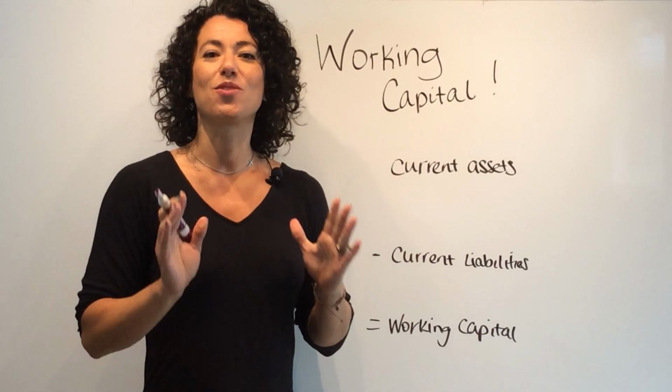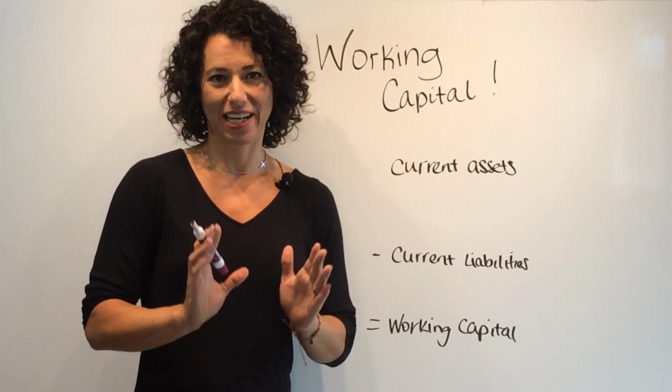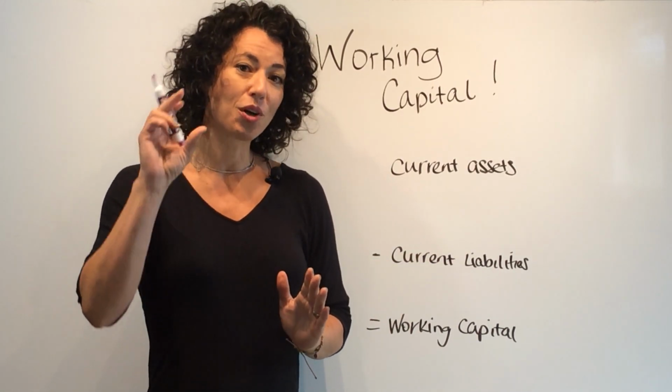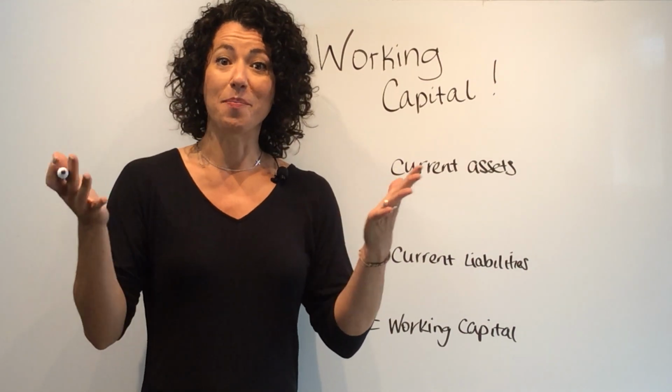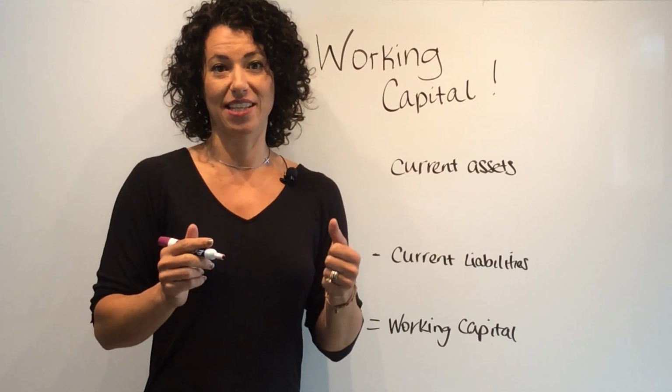Well, what I need you to do is run a balance sheet out of your financial package, and we're going to look for the section called current assets and current liabilities. So the meat of it is what is in each of these categories.